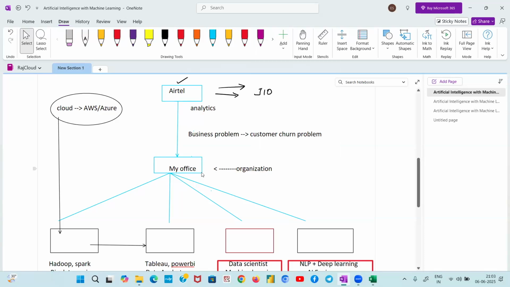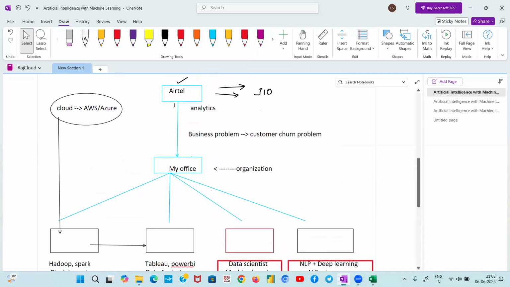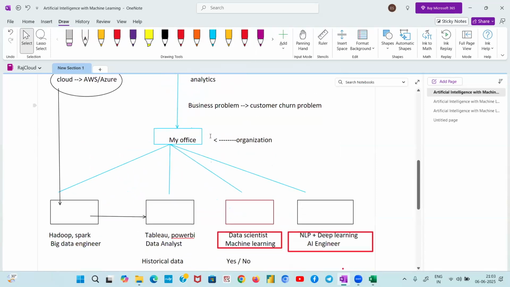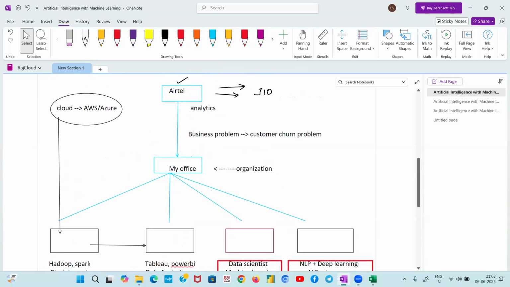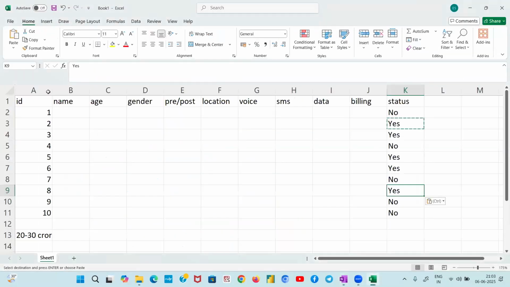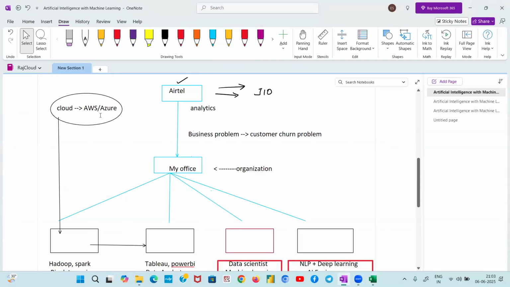Now, once they received it, our office had a meeting with the Airtel customer and discussed the business problem, to understand where to start the project. Airtel told us that this entire data is being stored under cloud services somewhere.